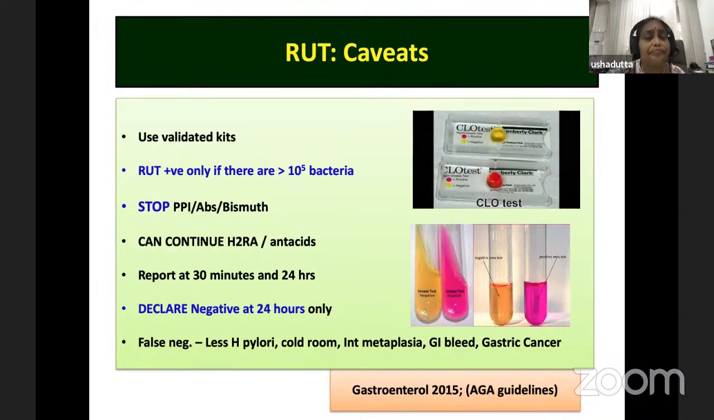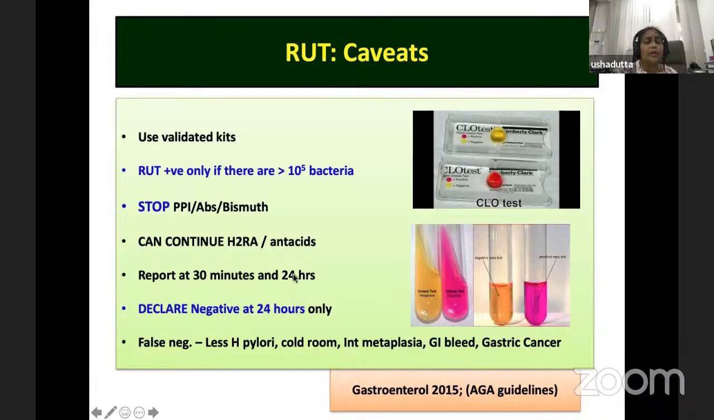So stop PPI, antibiotics and bismuth a minimum of 2 weeks prior to the endoscopy. You can continue H2RAs like ranitidine and famotidine. If the patient is very symptomatic, the patient can be on antacids. You report the RUT at 30 minutes and 24 hours. So you see a negative one is yellow and the positive one is pink. Declare negative only at 24 hours.